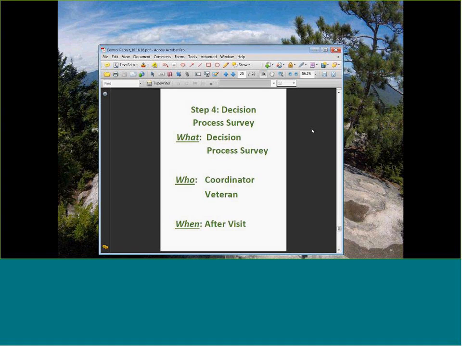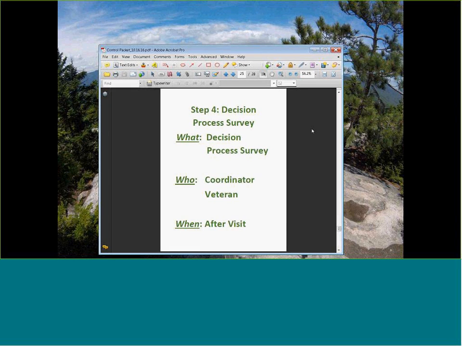Now, after that surgeon preference survey is completed, the veteran and the surgeon can go about their visit and have their clinical interaction as usual and make whatever recommendations they think are necessary for the veteran's aneurysm. After that clinical interaction is done, there are still 2 brief surveys to go, and I'm going to describe those in step 4 and step 5.